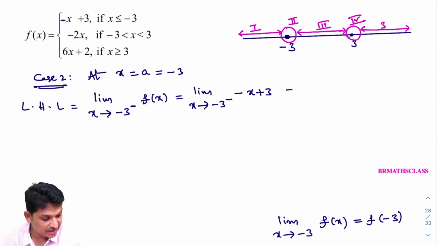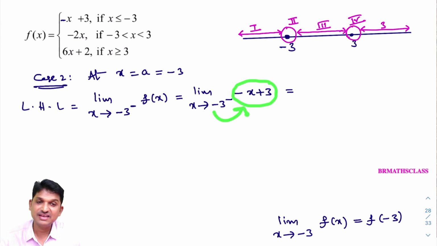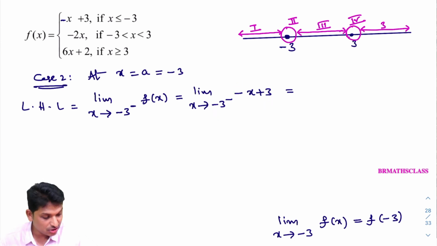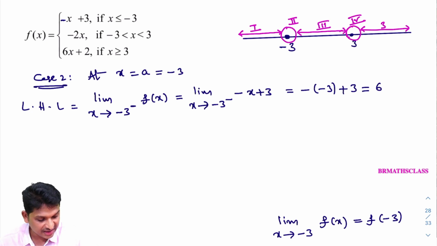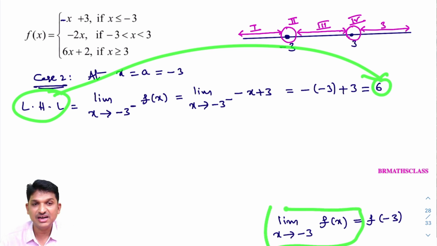Now you observe, I need to calculate this limit. How to calculate this limit? In the limits chapter, for any problem, first we try by direct method. So here in this function, wherever x is there you write minus 3. That equals, here first minus is there. Now in place of x, I'll write minus 3. Minus of minus 3 plus 3 equals 3 plus 3, that is 6. So when I calculated left hand limit, I got 6.